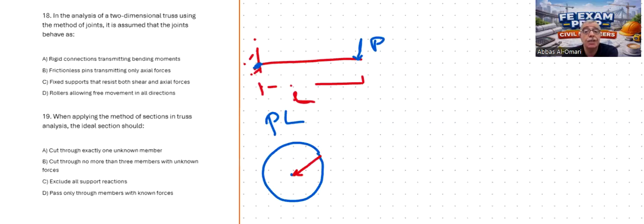So this is an assumption in truss analysis. So you should remember this assumption. The joints are frictionless pins and they transmit only axial forces, either tension or compression. They don't transmit moments.